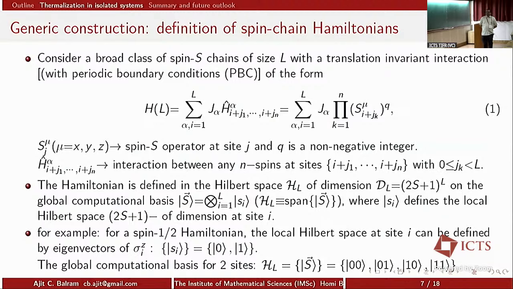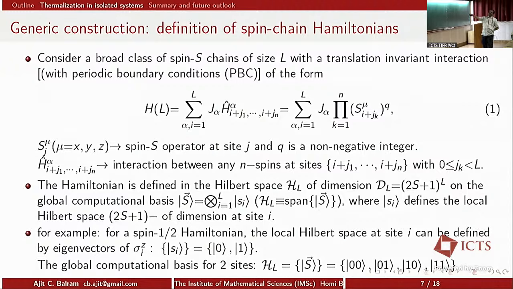Okay, so enter the main result of our work. What we showed was that you can have a fairly generic construction of zero energy, volume law entangled states. We consider a class of spin S chains of size L with translation invariant interaction, which means periodic boundary conditions, and you look at Hamiltonians of this kind.